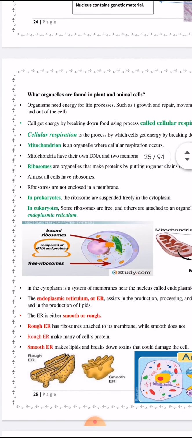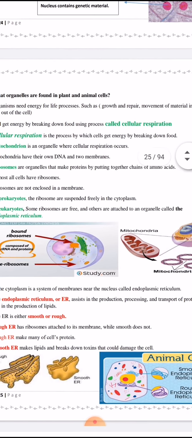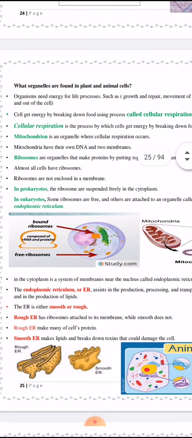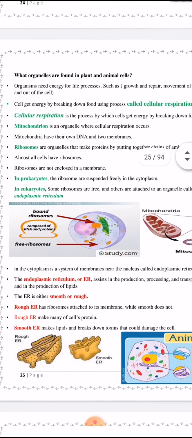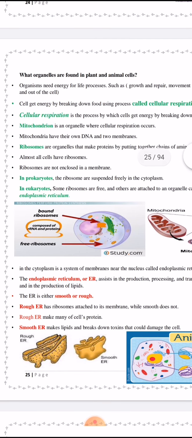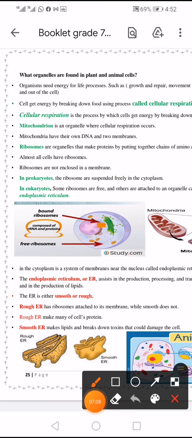In the cytoplasm is a system of membrane near the nucleus called the endoplasmic reticulum. What's important about the endoplasmic reticulum? It assists in the production, processing, and transport of protein. Its function is to assist in the production of protein, while ribosomes make a protein by putting together a chain of amino acids.